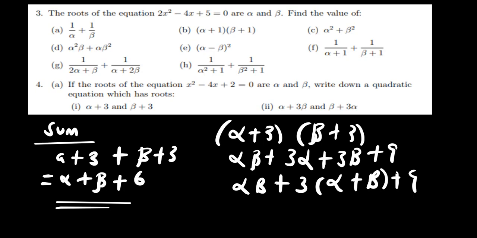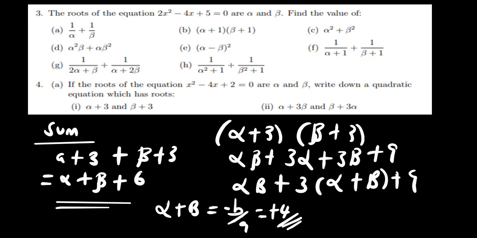So what is alpha plus beta? We said it is equal to negative b over a. What is our b? Our b is negative 4. Okay, so let me say just positive 4 over a. Our a is just 1. So therefore our alpha plus beta is just 4.